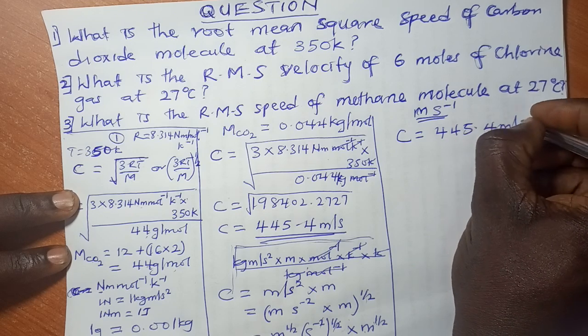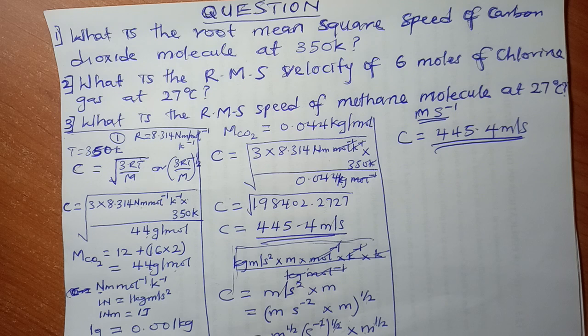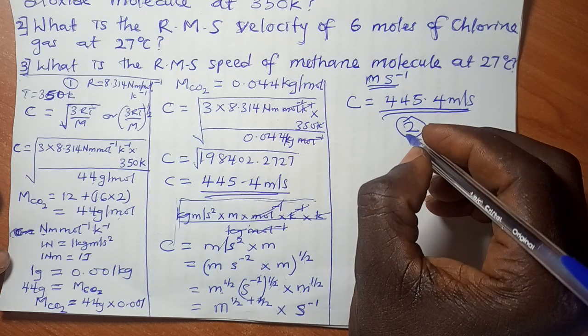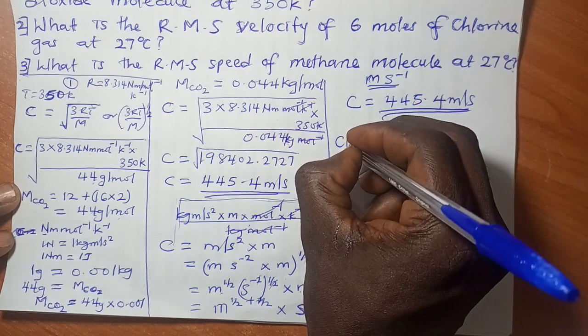445.4 meter per second. Do you understand that? So let's go to question 2. If you look at question 2, chlorine gas is given to us, and this is chlorine gas.